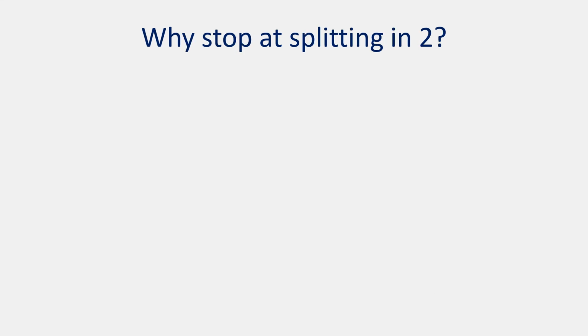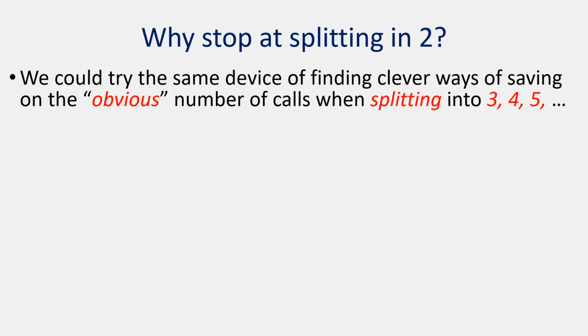Okay? Why should we stop there? In Karatsuba's algorithm, we split a number into 2 parts. Instead of 4, we use 3 recursive calls. And we could try the same thing. If we split into 3 parts, we would have 9 obvious multiplications needed, but we might be able to find some way of doing them in 5. If we split into 4 parts, we would have 16 obvious multiplications, but maybe we can find some way of doing them in 7, and so on.